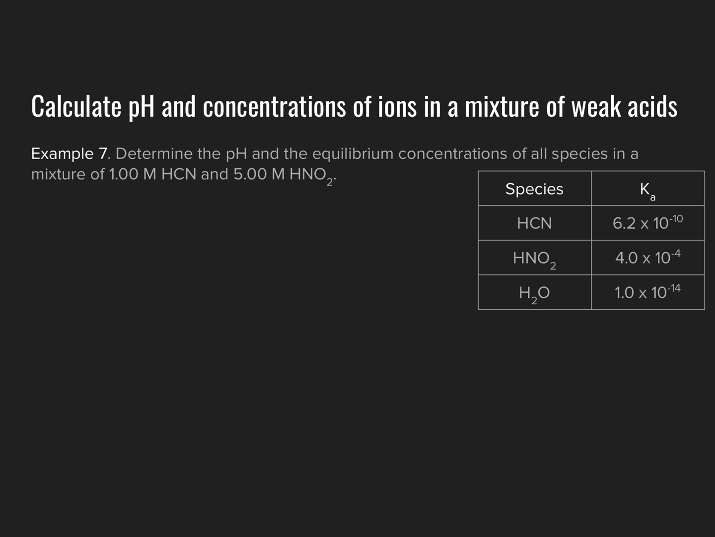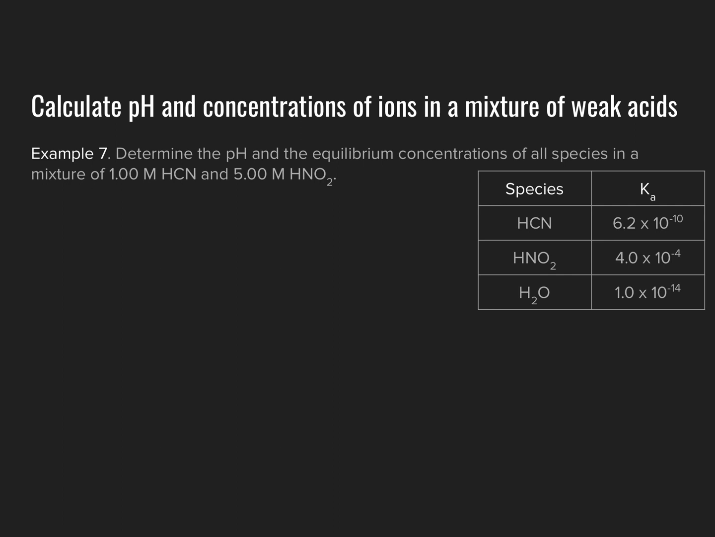All right, and with our last slide in this lecture, we come to the grand finale problem for acid-base calculations. That is that we're going to ask you to calculate the concentrations of all species present in a mixture of two different weak acids. In this case, that is a 1.00 molar solution of HCN, hydrocyanic acid, and a 5.00 molar solution of HNO2.